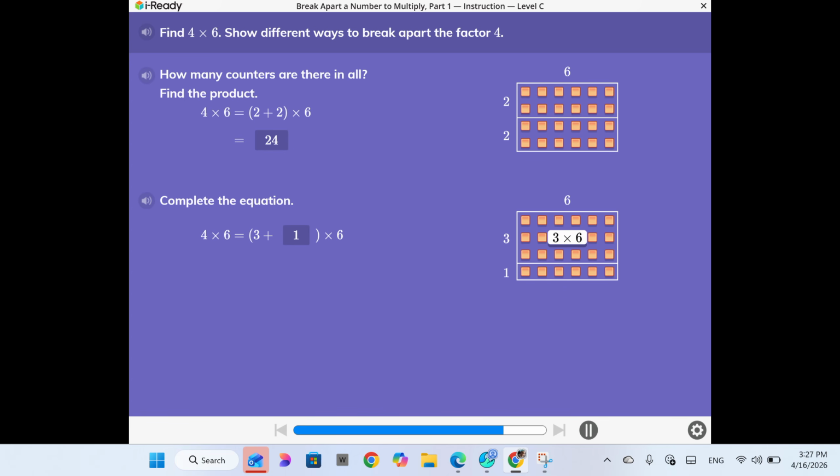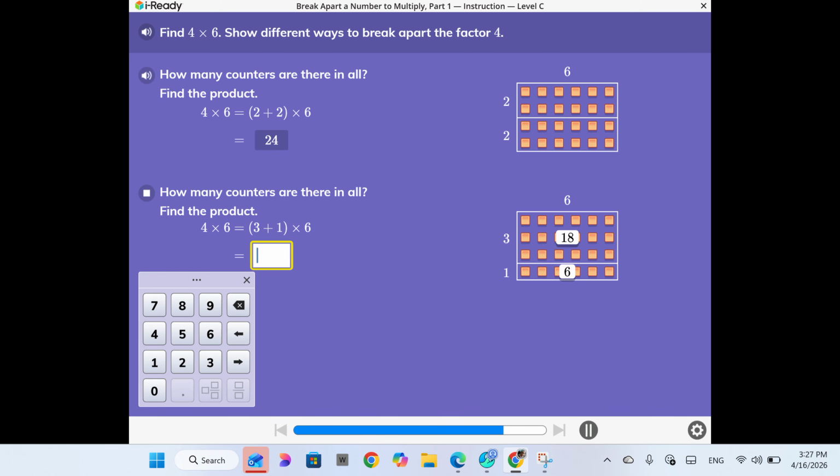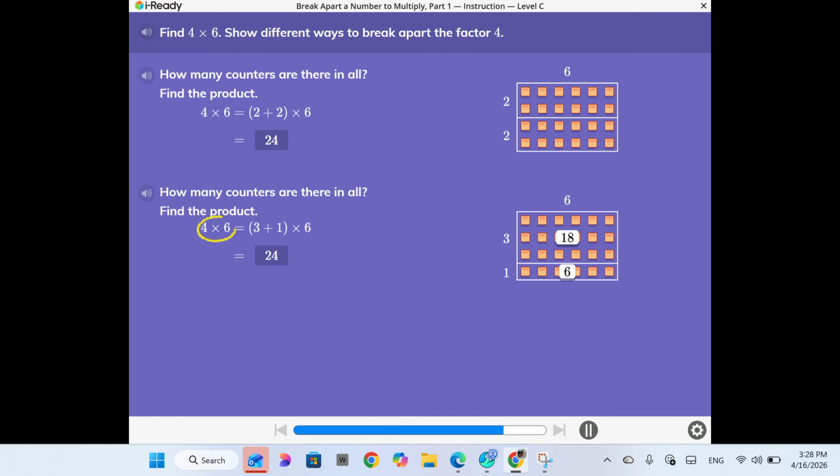3 rows of 6 counters in the top array is 18 counters. 1 row of 6 counters in the bottom array is 6 counters. How many counters are there in all? Find the product. Four times 6 equals 24. First, you broke apart the factor 4 into 2 and 2, and then into 3 and 1. Either way, the product is the same.